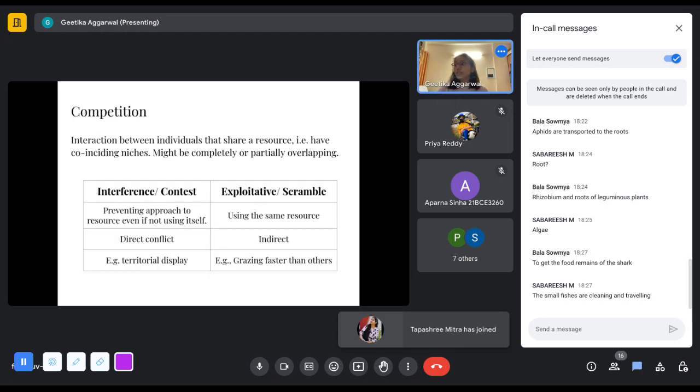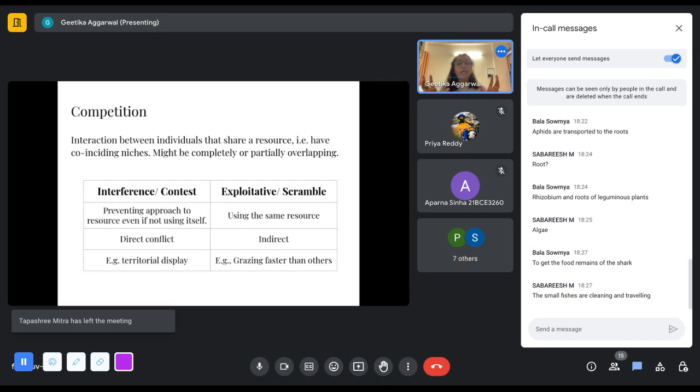So there are two types of competition that were discussed also. One of them is interference competition, and the other one is exploitative competition. Interference competition is also called a contest. It involves a direct conflict between the two parties, and exploitative competition is also called scramble competition. It is mostly an indirect competition. So, interference is when both of them fight head on, and one of them wins. It does not let the other one approach the resource at all.